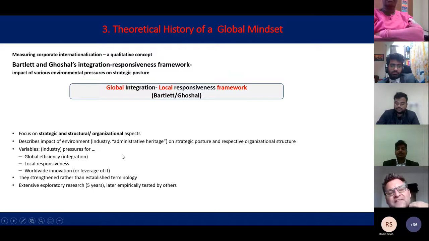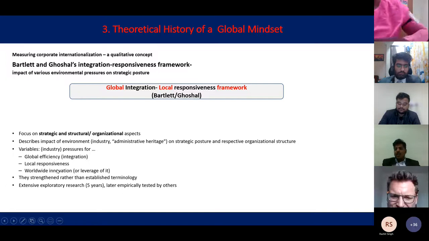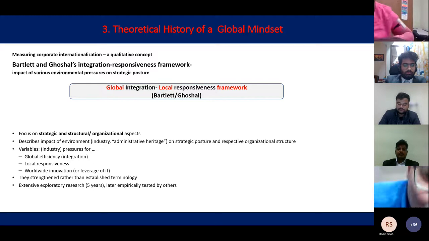which might be very standardized, or which look for global efficiency and global integration, so a standardized product. Other companies are more on the local side, where you need to respond locally and adapt locally. And also, what is the way of dealing with innovations worldwide? Where do the innovations come from? Are they coming from the headquarters? Are they coming from the subsidiary? Or how is it organized?